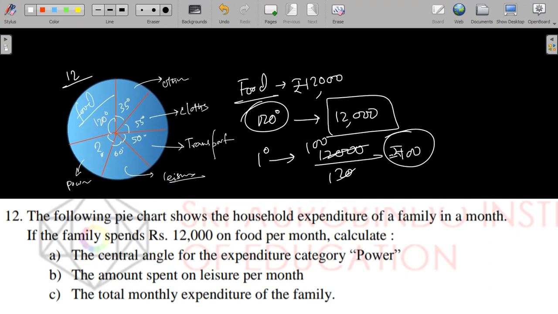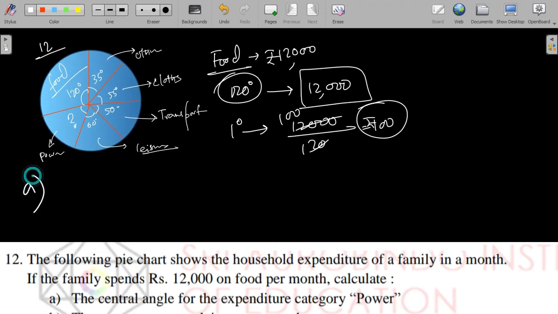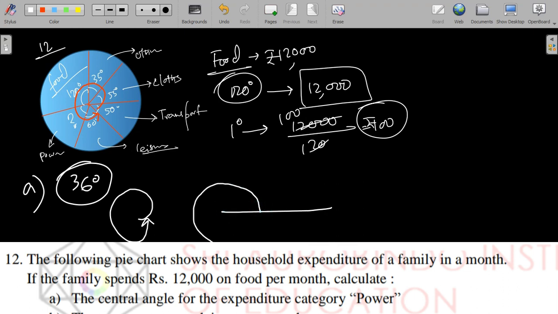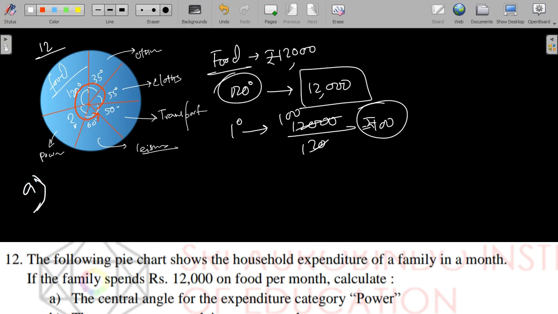Now from here we will solve the questions. In question A, it's been asked for the central angle for the expenditure category power. We know that in a full rotation the angle is 360 degrees. Like suppose you start from a line and the angle ends up again on that line; the angle covered is 360 degrees in a full circle. So let's subtract all the angles from 360 so that we get the unknown part.